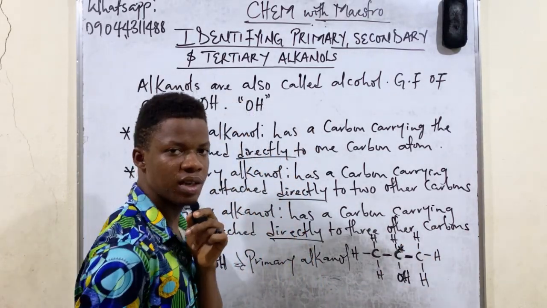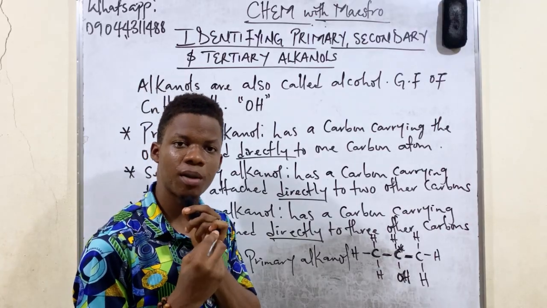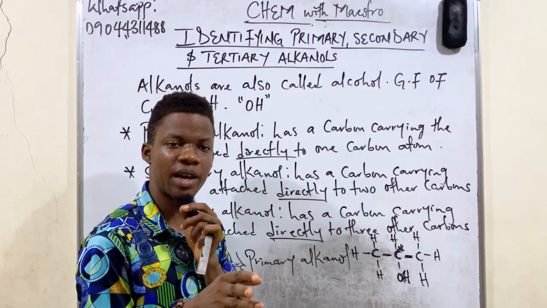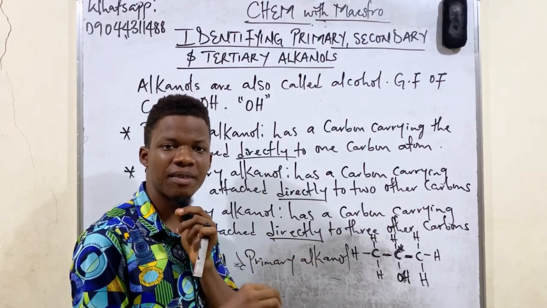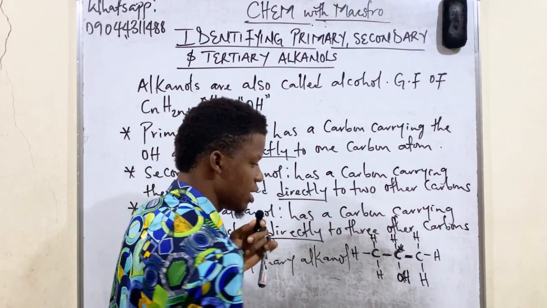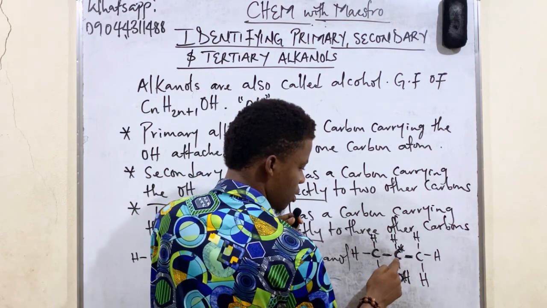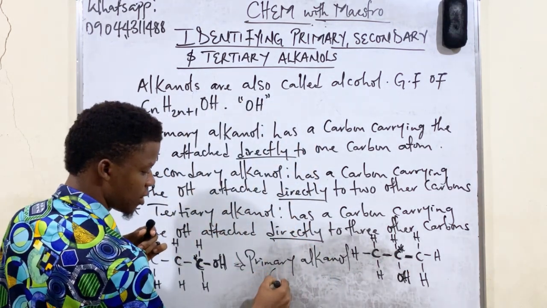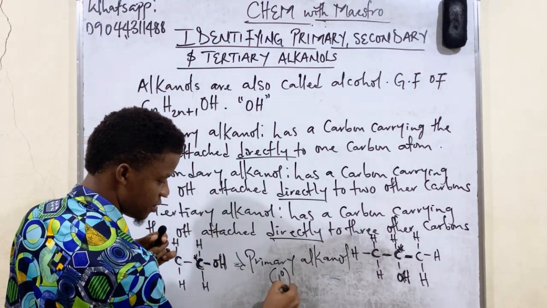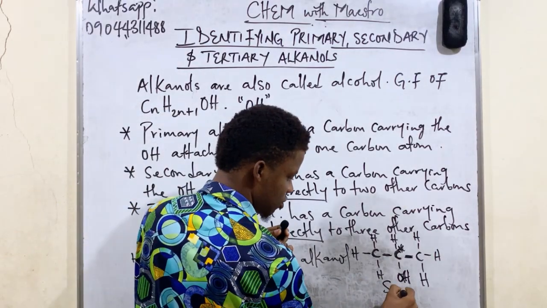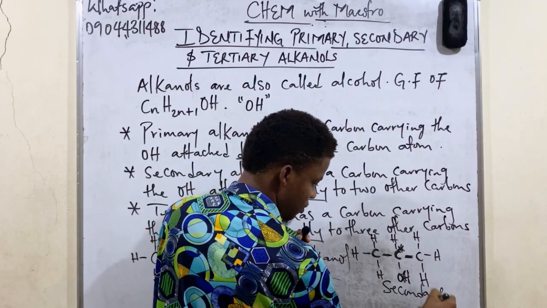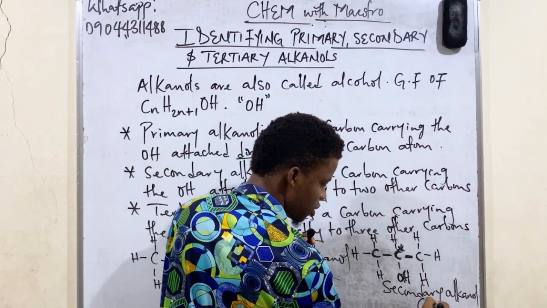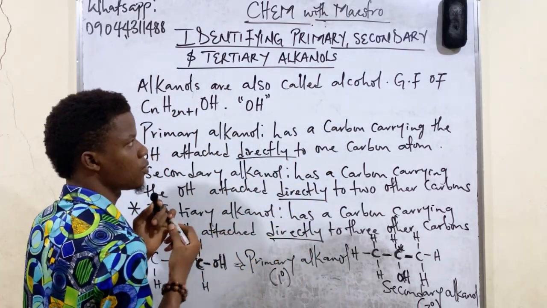So please, when you are trying to identify, pay attention to the carbon carrying the OH. From the carbon carrying the OH, how many carbons are directly connected to it? So the answer here is what now? 2. So the earlier one is the primary alkanol, also called 1 degree. This guy is a secondary alkanol, also called a 2 degree alkanol.